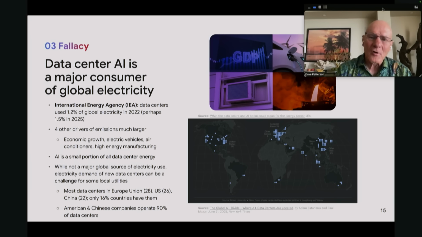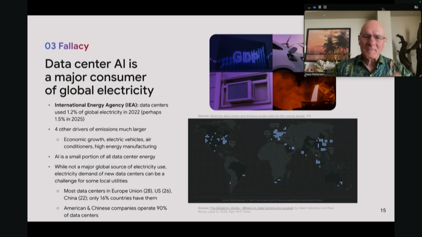And they say even with strong growth, they think four things will be much larger than data centers. Just continued economic growth, not surprisingly, electric car growth, they think will be much larger. I was surprised that air conditioners use will be larger than data centers and high energy manufacturing. And keep in mind, there's a lot in data centers besides AI. AI is a piece of it, not all of it.